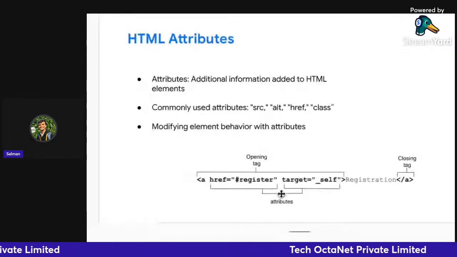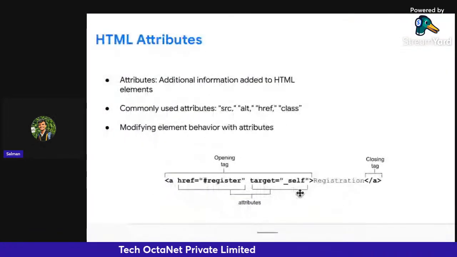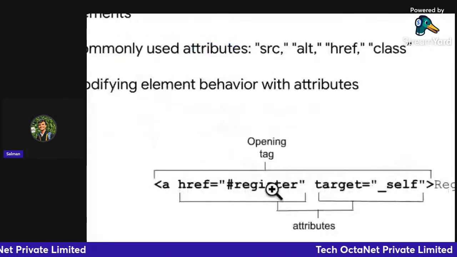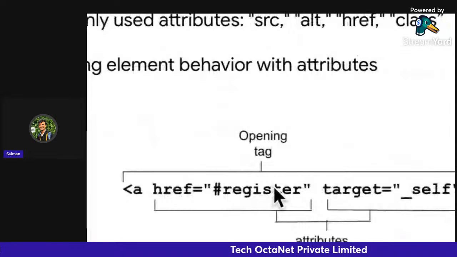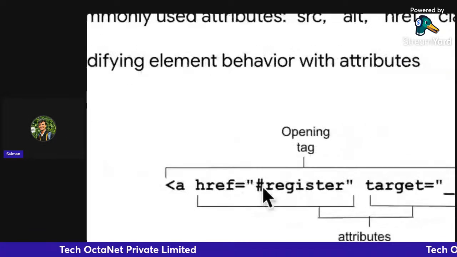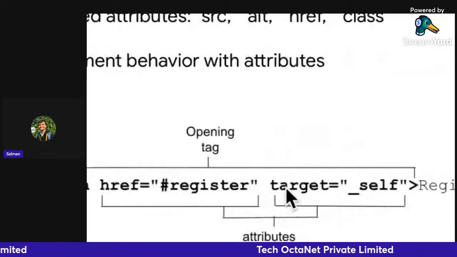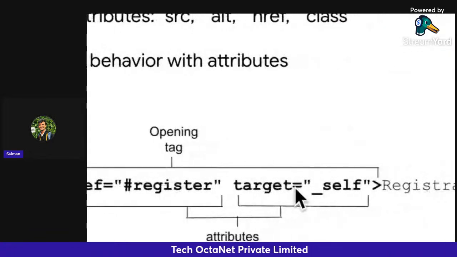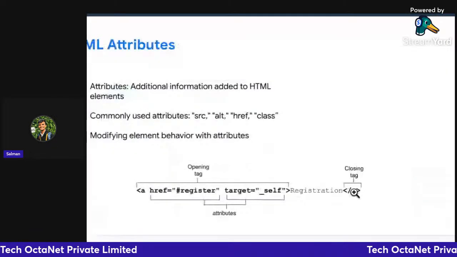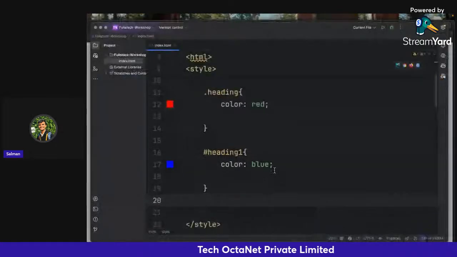So here we have a simple syntax of an HTML tag, an element, which is an anchor tag. It has an opening tag, and in this opening tag, we write the attributes. The first attribute is href, then we have the rel attribute, then we have the target attribute, which has the value of self. So this is a simple syntax, and then we have the closing tag. So this is a simple syntax for the HTML attributes, as we have seen over here, right?